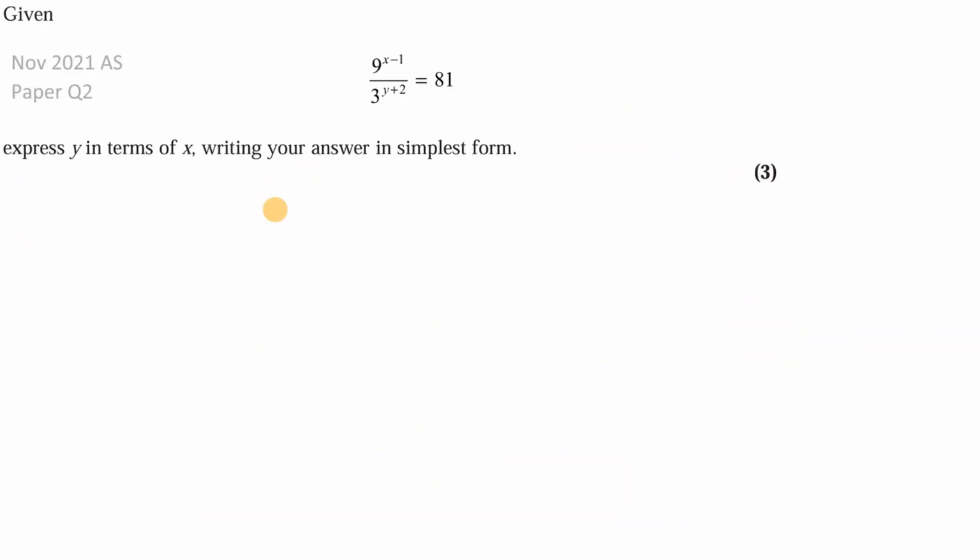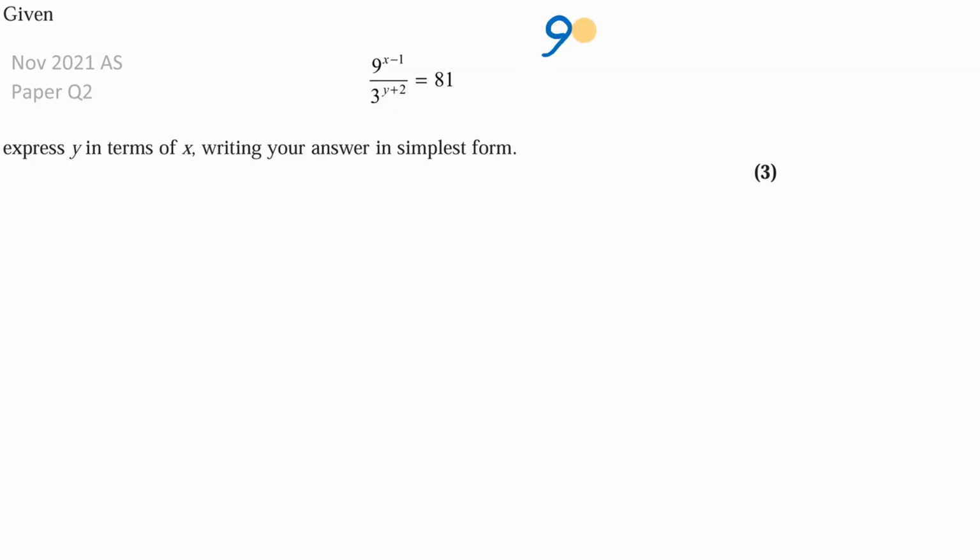Okay, so this here is a bit more of a difficult question. We're given that 9 to the power of x minus 1 over 3 to the power of y plus 2 is equal to 81, and we need to express y in terms of x for 3 marks. When it says express y in terms of x, this essentially means make y the subject. So we have this 9 base here and this 3 base here, so in order to use any indices laws, we need these bases to be the same.